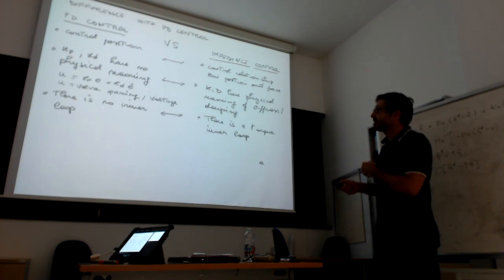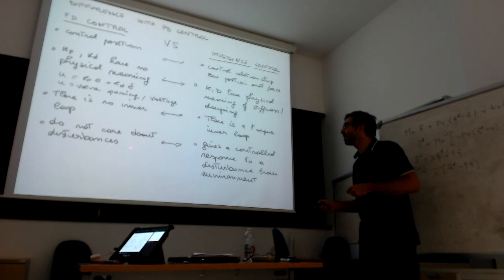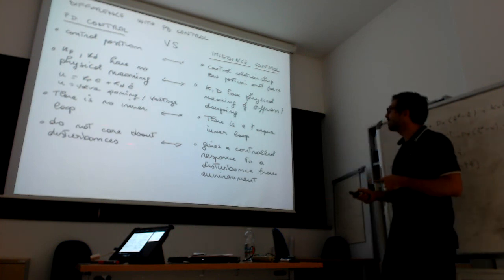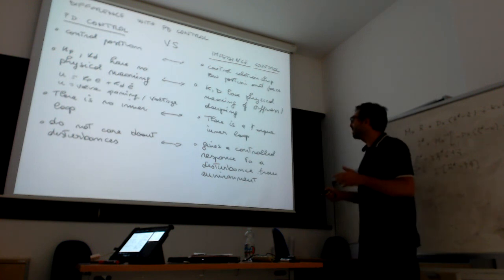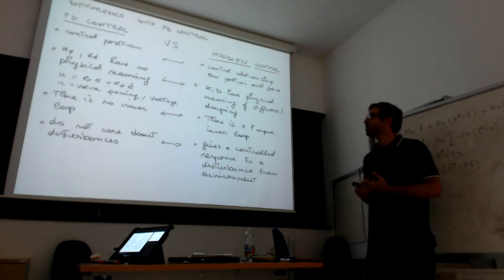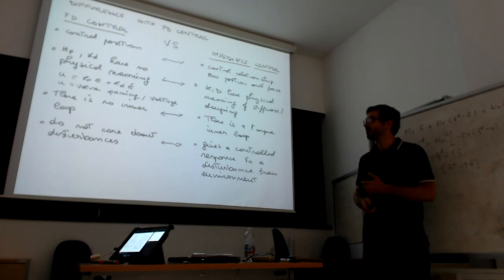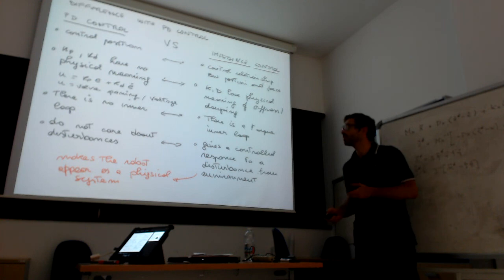So in a position control, there is no torque loop. In here, you have a torque loop, and position control doesn't care about disturbances, it doesn't try to detect them, while an impedance controller tries to give a controlled response to the disturbances from the environment. And that makes the robot appear as a physical system.